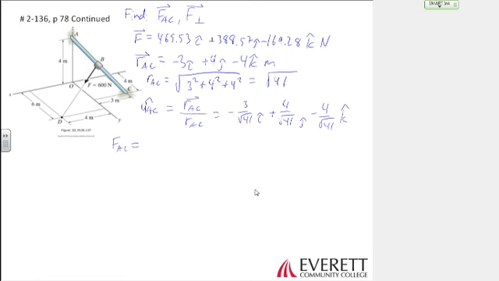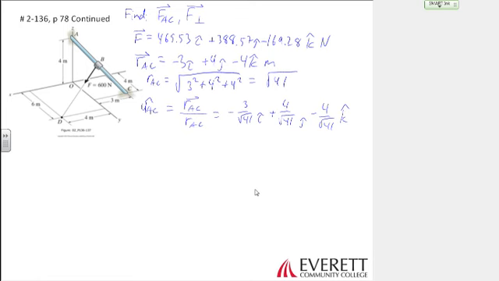So this is what I have so far. I found my RAC. I talked to each group. You guys were all heading the right path. RAC I got is negative 3i plus 4j minus 4k. I found the magnitude, and then I found my unit vector AC. That's how far I've gotten. What do I do next?